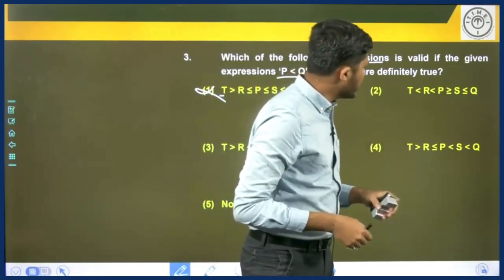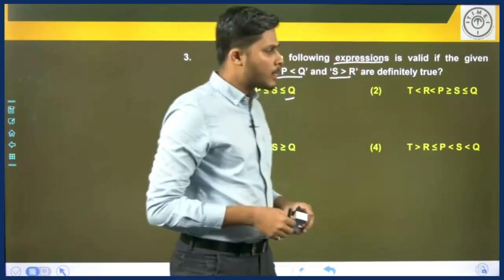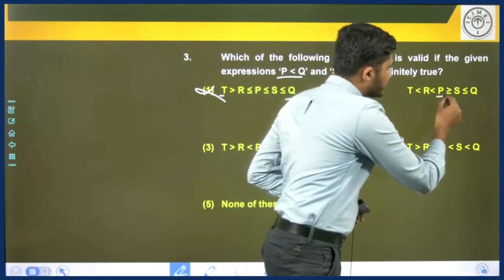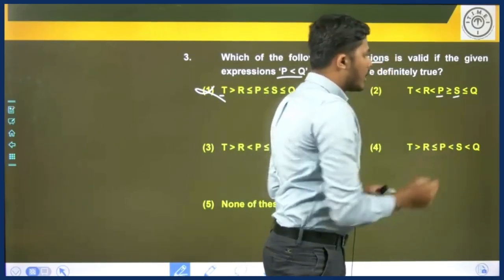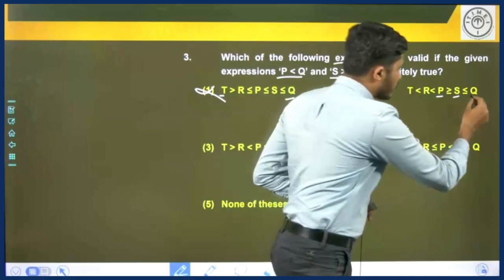The second statement here is T less than R, R less than P, P greater than or equal to S, and S less than or equal to Q.